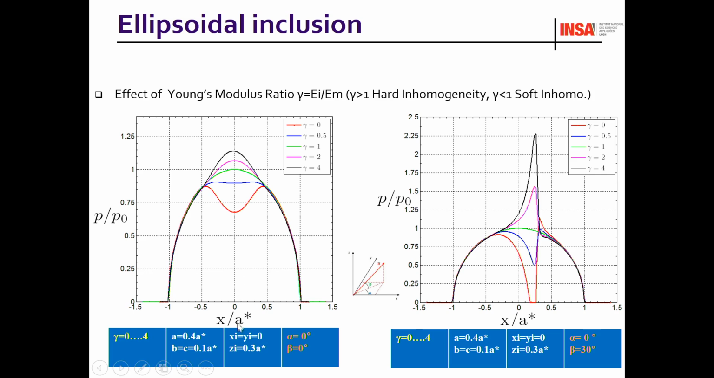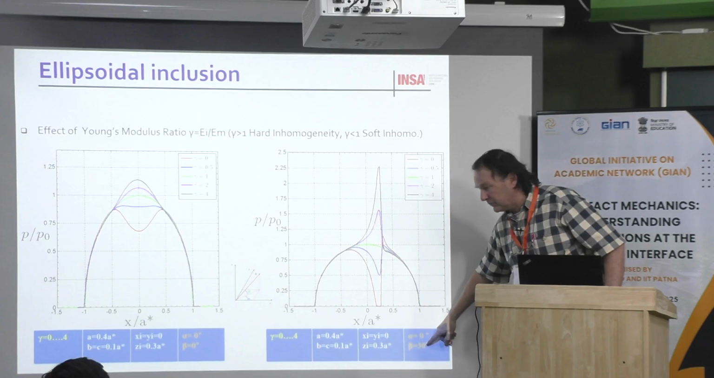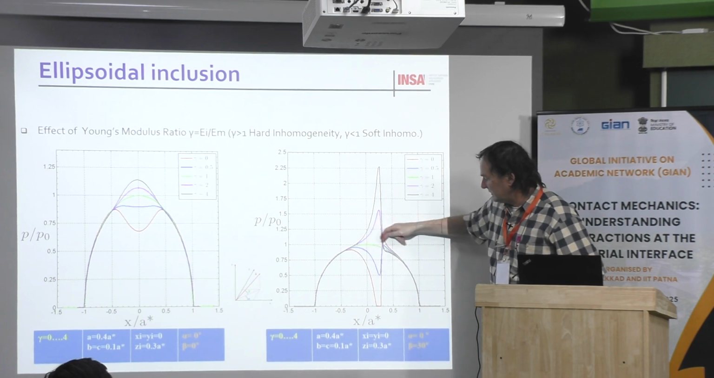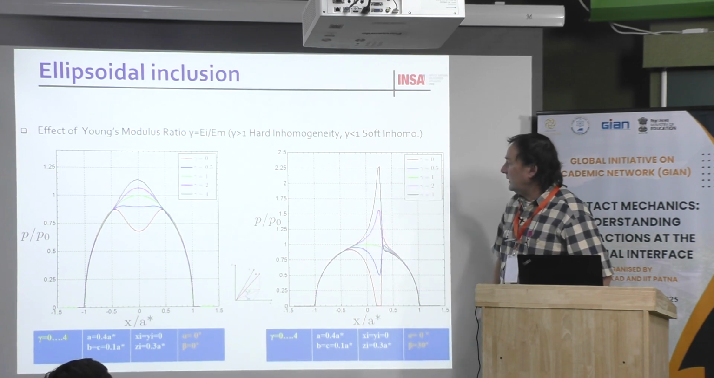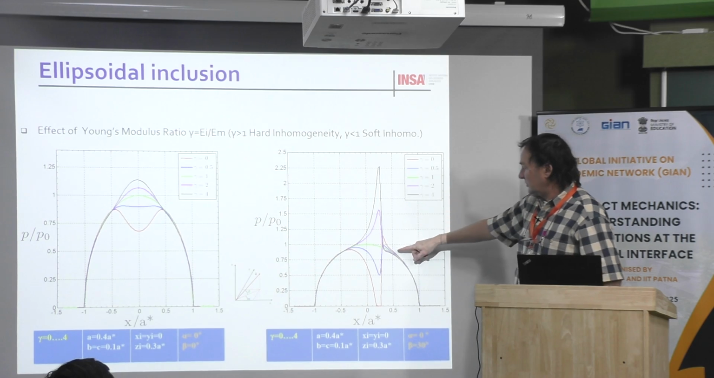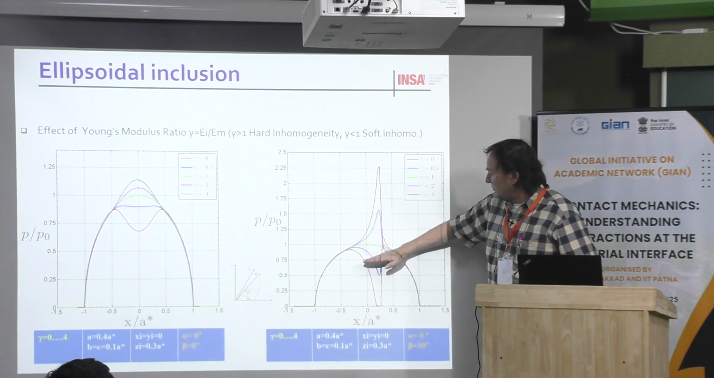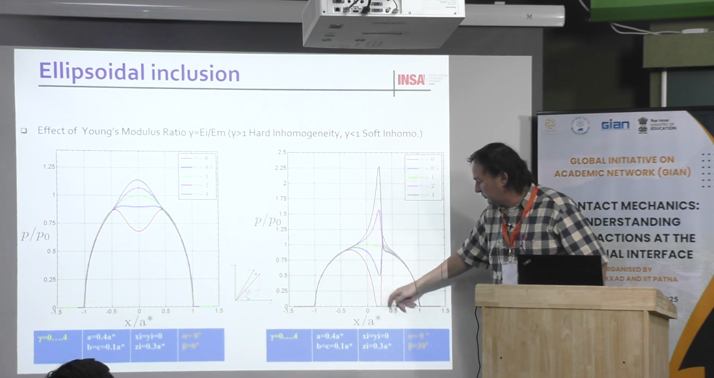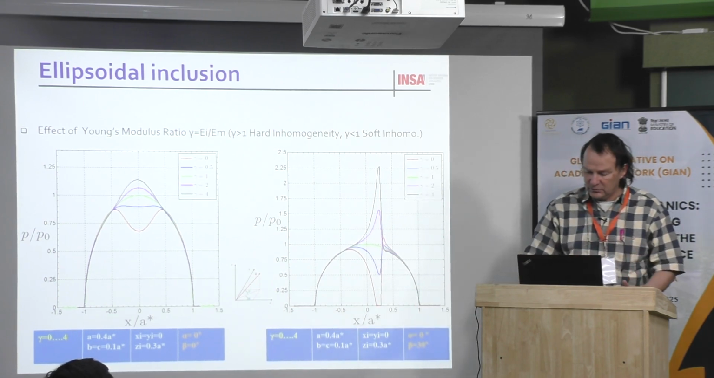This is an ellipsoidal inclusion with a 0 angle, which is horizontal, like that. And here, the inclusion is at an angle of 30 degrees. Then it is not like that. That explains why this is not symmetric anymore. And also you can see that in this situation, we can have a pressure which drops to 0 in one part. It depends on the material properties and so on.